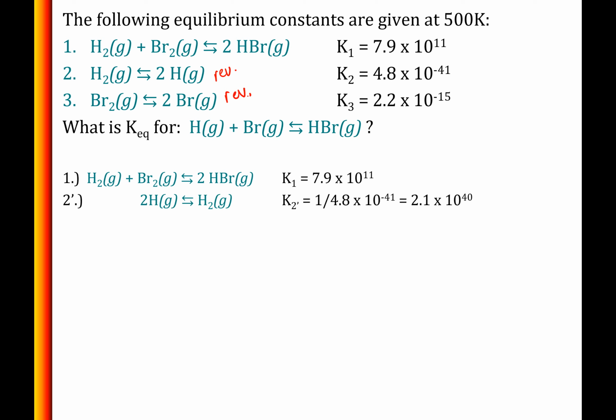And our second one, we said we would reverse it. So remember, when we reverse the equation, we take 1 over our K value. So we come up with a new K value. Our third one, we also reversed it. So again, 1 over the K value, so we have a new K value.